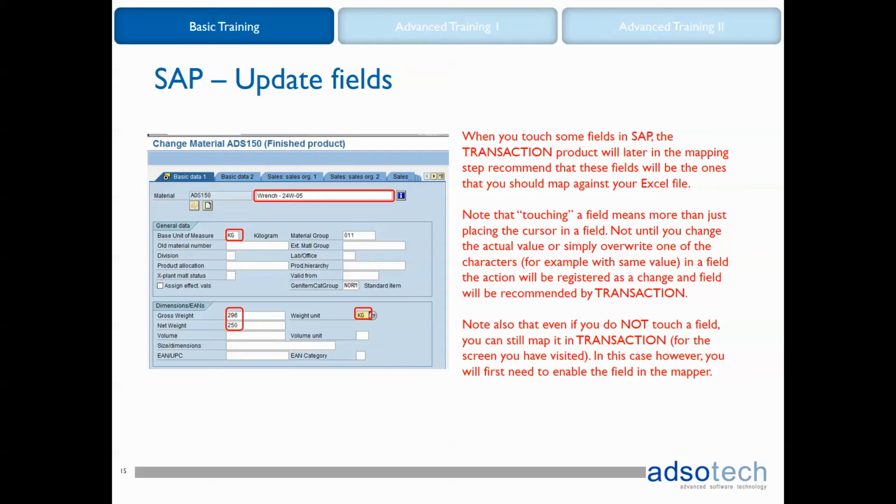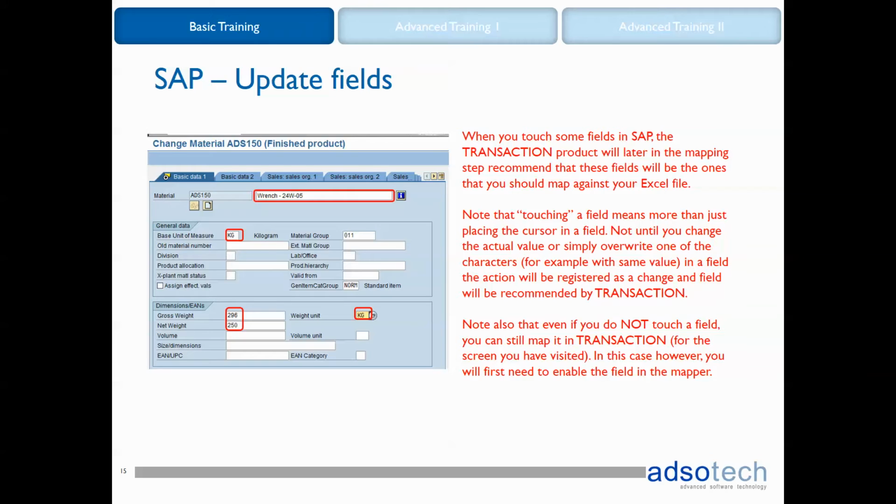So I can put my cursor in the field. At the end of the actual value there, I can hit space and backspace. Doesn't change the value, but I have used my keyboard in that field. Or I can simply just change the value as well. So instead of net weight 250, I could just put net weight as 251.